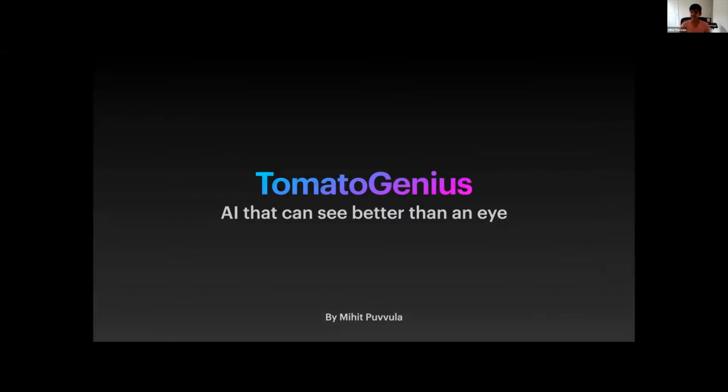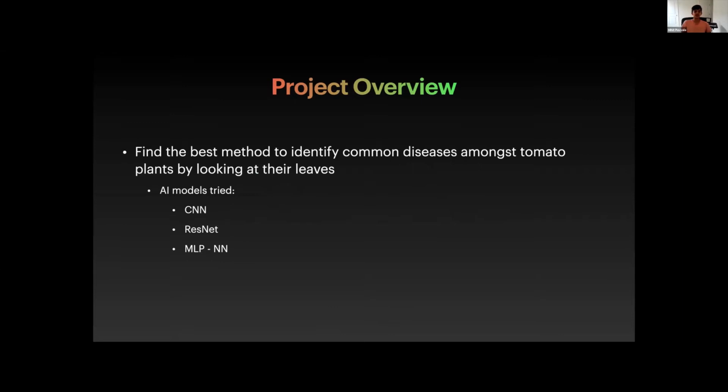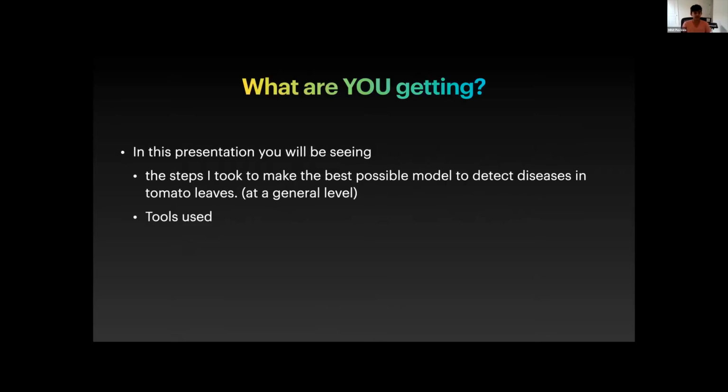Yes. All right. Hi, my name is Mihit, and today I will be presenting my AI model, Tomato Genius. This project is focused on finding the best method to identify common diseases just by taking a look at the leaves of tomato plants. In this presentation, I'll be telling you the steps that I took to make my model, which includes debugging and tools that I used.